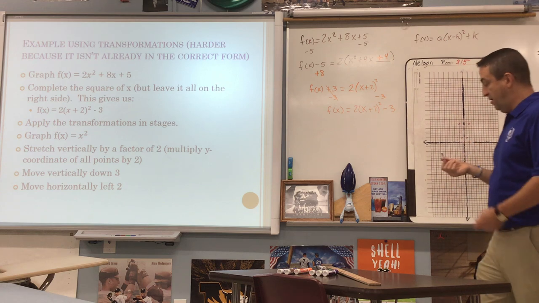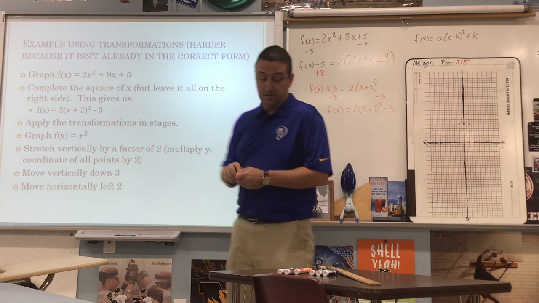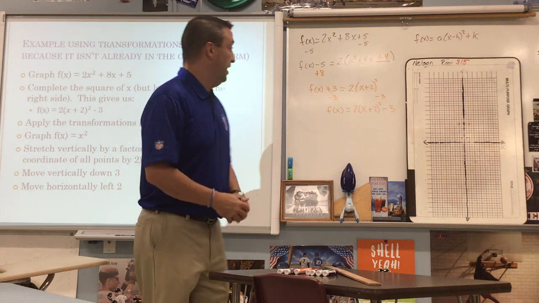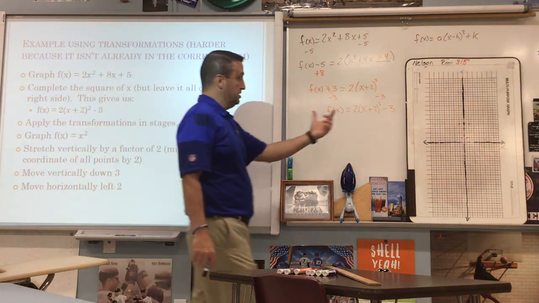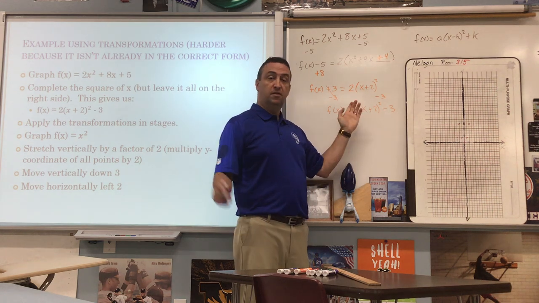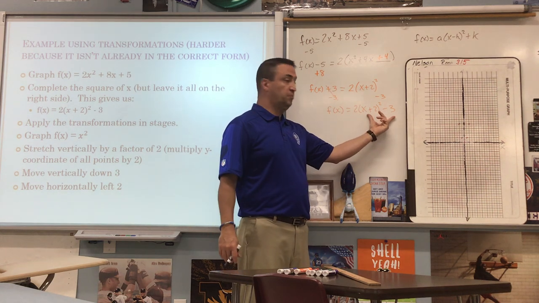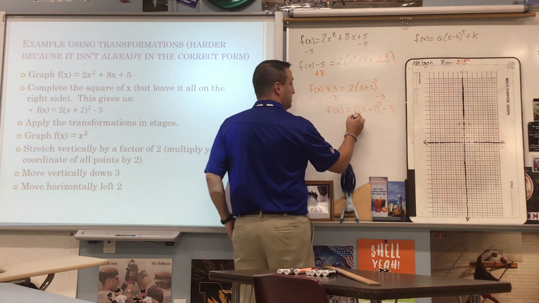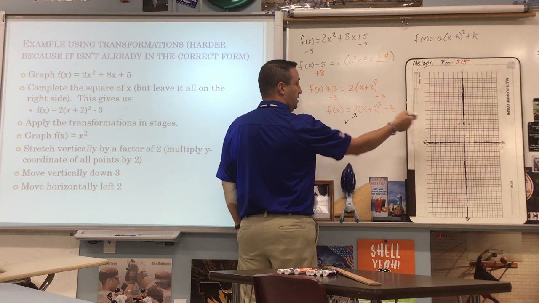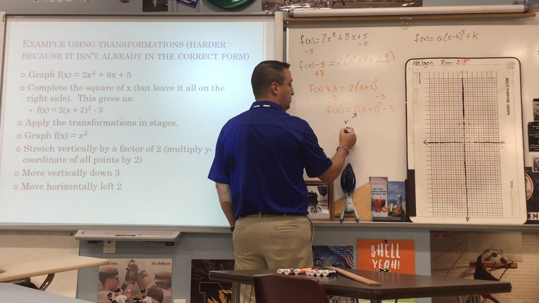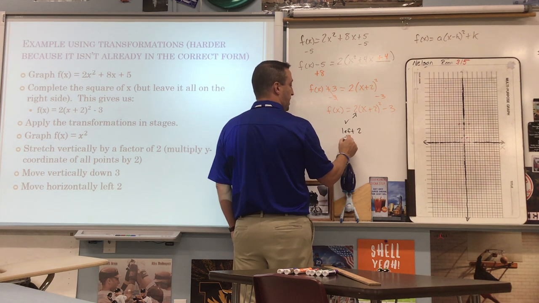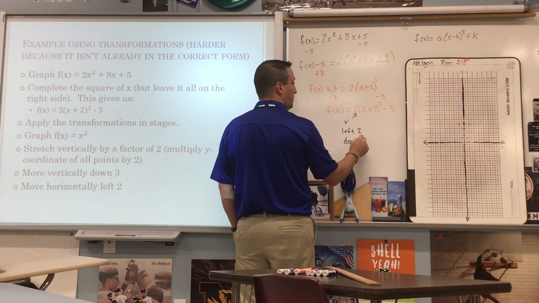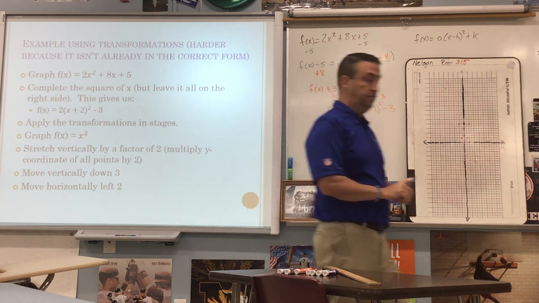So my parent that I'm using has that stretch factor included in it so that I've got the quote unquote hard part out of the way. Now all I've got to do is apply my shifts. I've already done the compressing part, so now I've just got to apply my shifts. Check, we already made it narrower, right? This means I'm going to go left 2. This means I'm going to go down 3. And here we go.